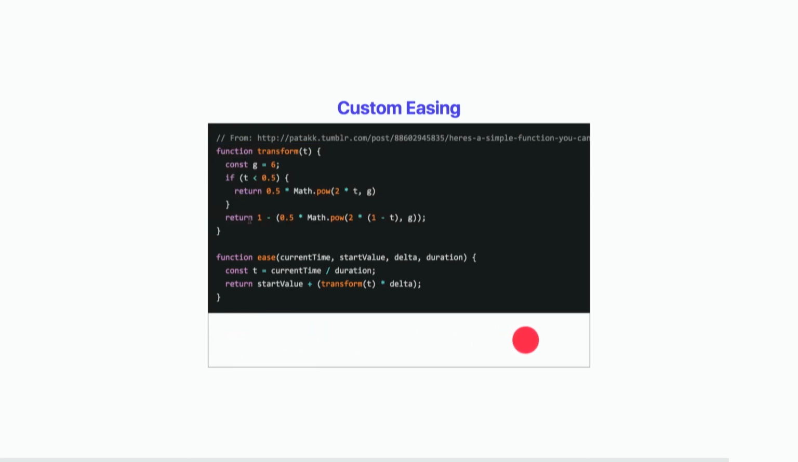There's a lot of math going on here, and it takes a while to get your head around it and understand exactly what's happening. But the nice thing is you don't need to worry about it. You can just start using it, because the only thing you need to care about is that first line of code, g equals 6. By modifying that value of g, you can generate all kinds of easings. It's a really nice formula that allows you to generate different kinds of easings just by modifying that one value.